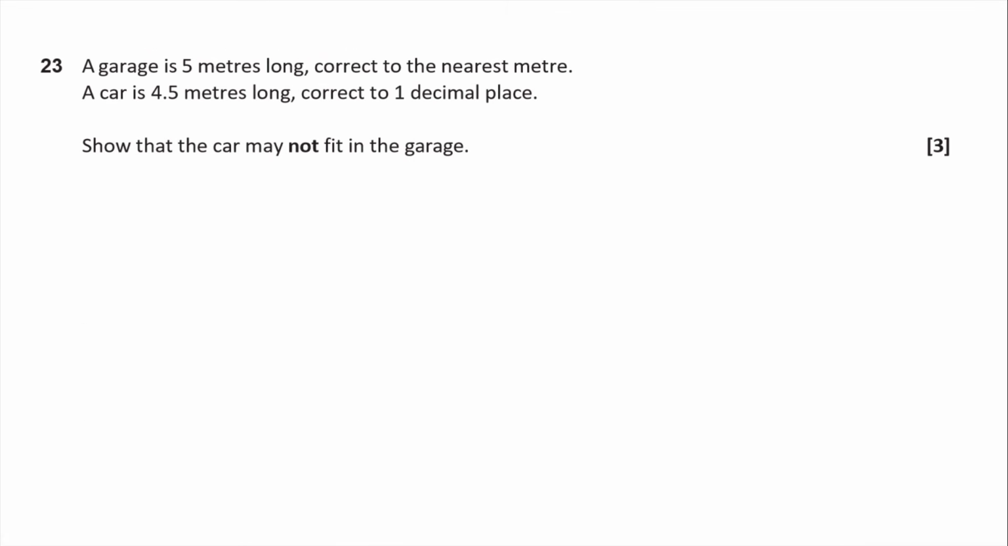Question 23. A garage is 5 meters long, correct to the nearest meter, and a car is 4.5 meters long, correct to 1 decimal place. Show that the car may not fit in the garage. Well, if you look at it straight up, a 4.5 meter car and a 5 meter garage, you'd think it would fit, but this is a limits of accuracy question, because the garage is correct to the nearest meter and the car is correct to 1 decimal place. So whilst that garage is 5 meters to the nearest meter, it might not actually be 5 meters in length.